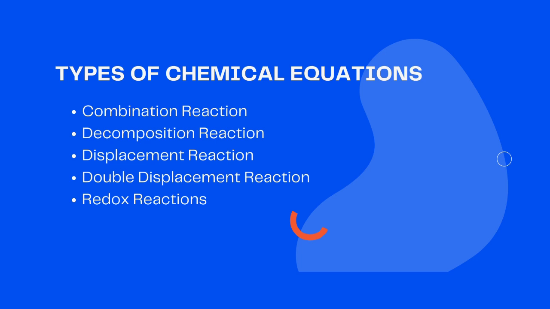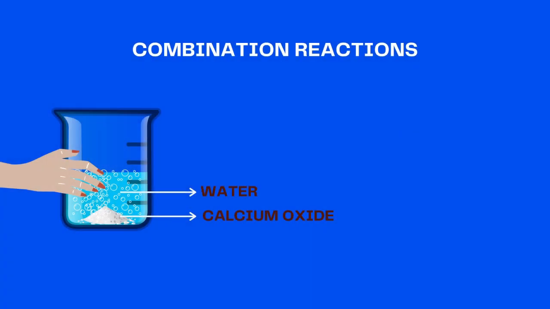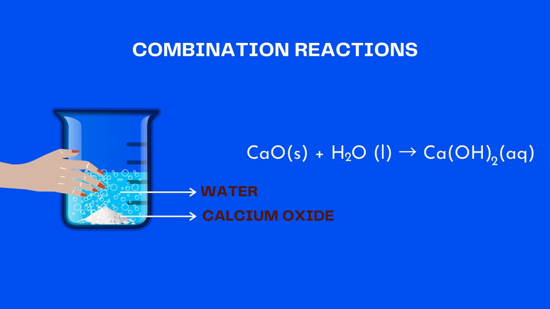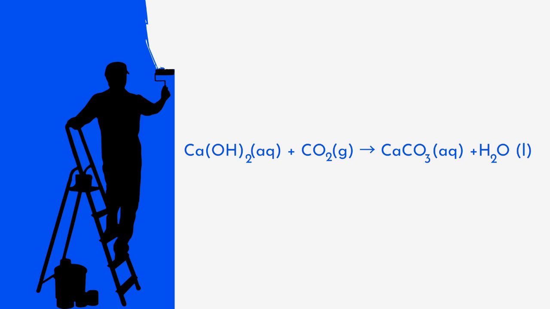There's a combination reaction, decomposition reaction, displacement reaction, double displacement reaction, and redox reaction. Combination reaction. This is also explained by an experiment. In a beaker we take water and then we add calcium oxide to it. What we see here is formation of bubbles. Calcium oxide reacts with the water to form calcium hydroxide. Now this Ca(OH)2 is also used in whitewashing of cement.